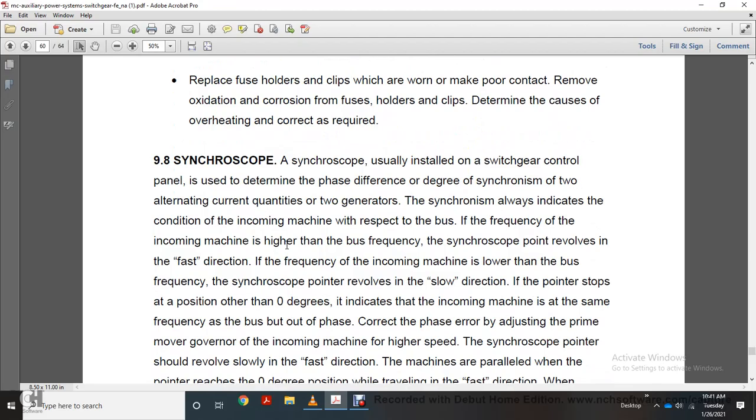9.8. Synchroscope. A synchroscope is usually installed with a switchgear control panel, used to determine the phase difference and the degree of synchronism of two alternating current quantities of two generators. Synchroscope always indicates the condition of the incoming machine with respect to the bus. If the frequency of the incoming machine is higher than the bus frequency, the synchroscope pointer revolves in the fast direction. If the frequency of the incoming machine is lower than the bus frequency, the synchroscope pointer revolves in the slow direction.